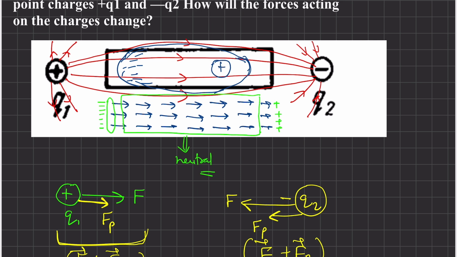Now my question to you is, instead of an insulator, if I am placing a conductor in between, then what would happen to the force profile? Please let me know in the comments.